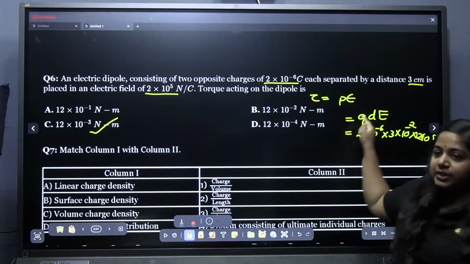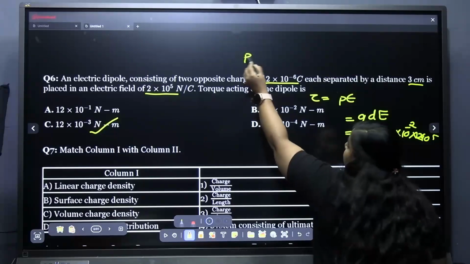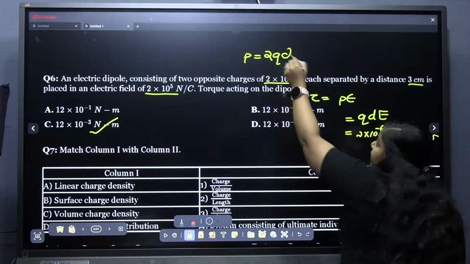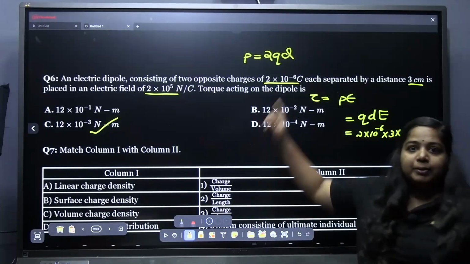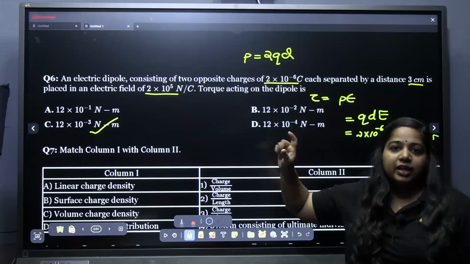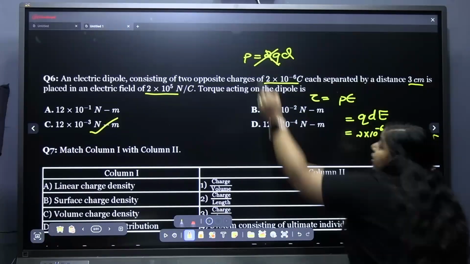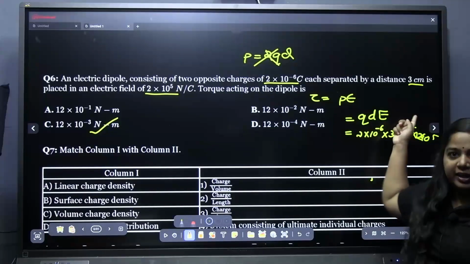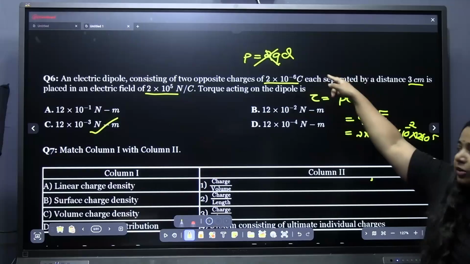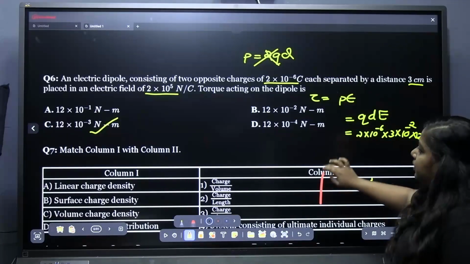Now the mistake you can make here is, sometimes you must have learned the equation P equal to 2QD. Some people must have learned the equation like this, where D is half the length of the dipole. So that's why I never teach this one. Use it like this, QDE. Don't consider that. If you use that, you will not get this answer.